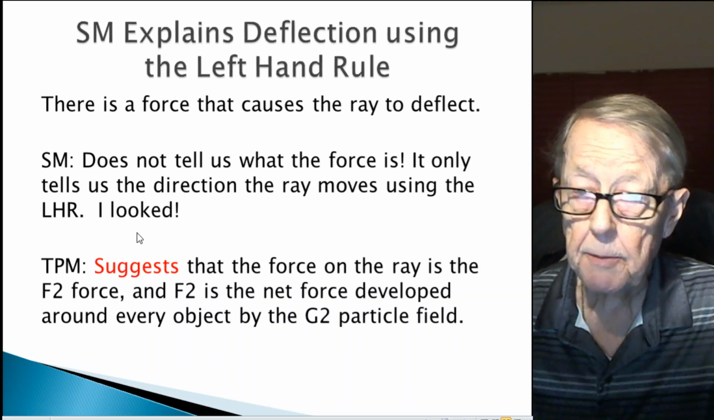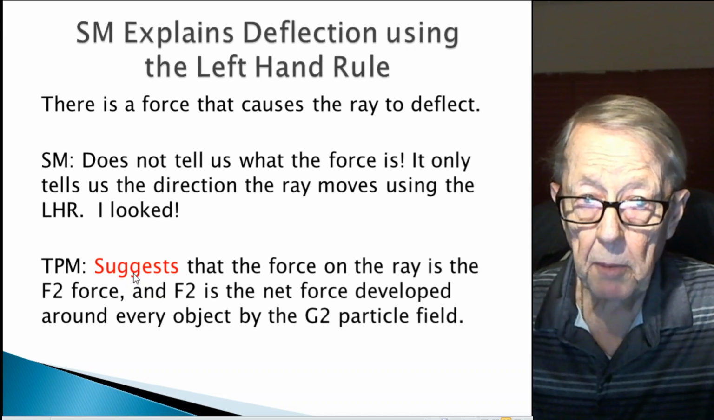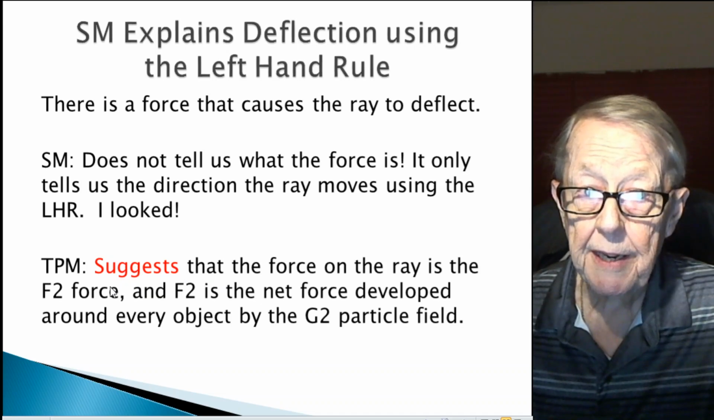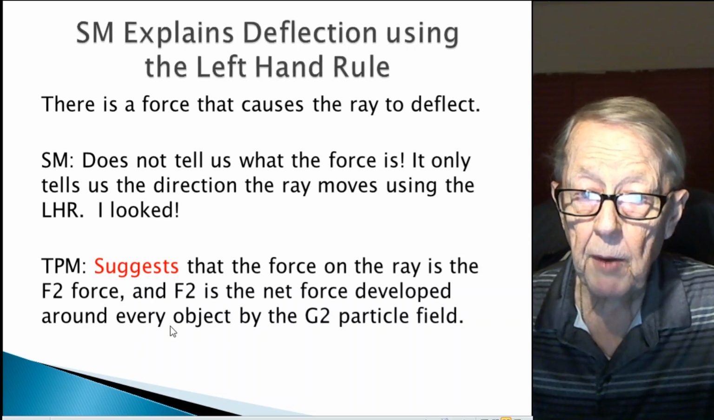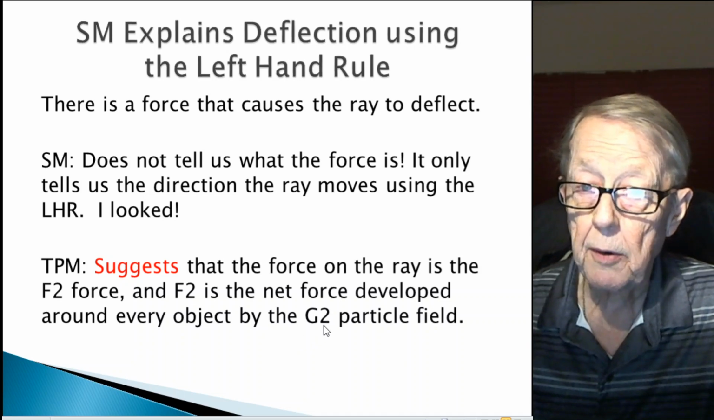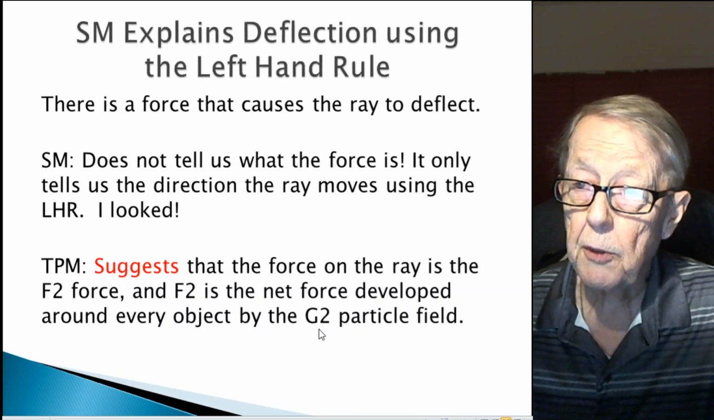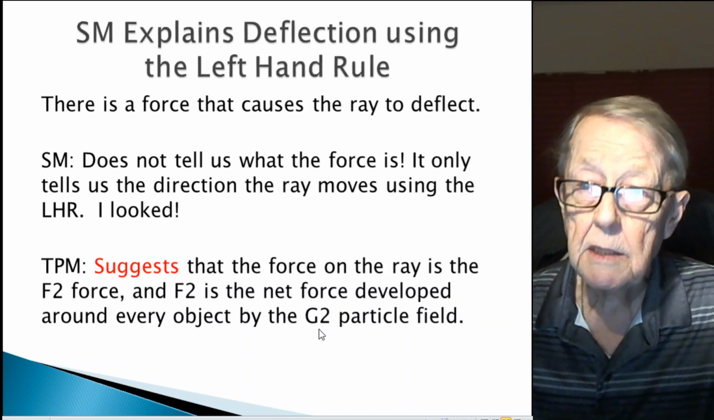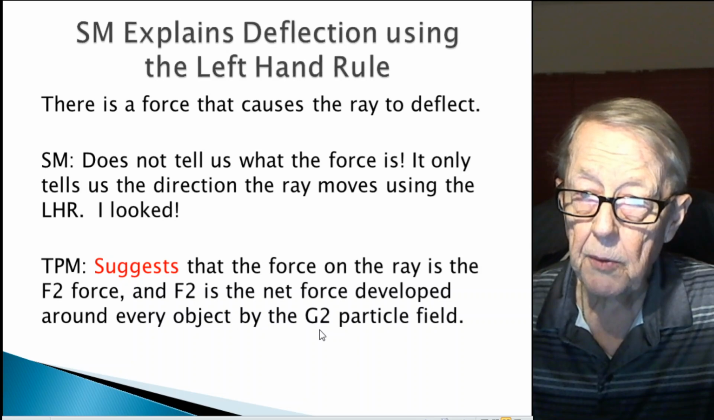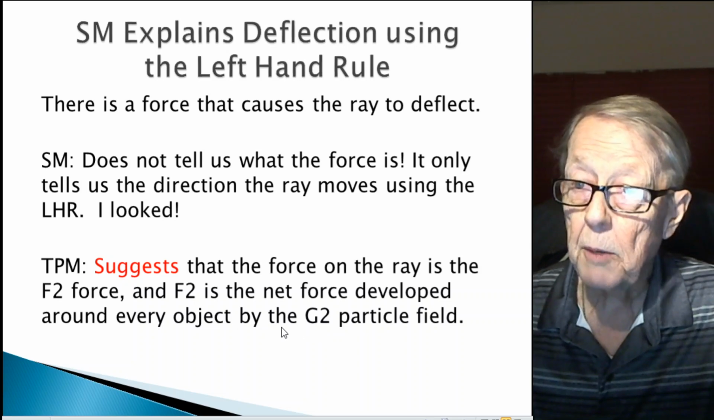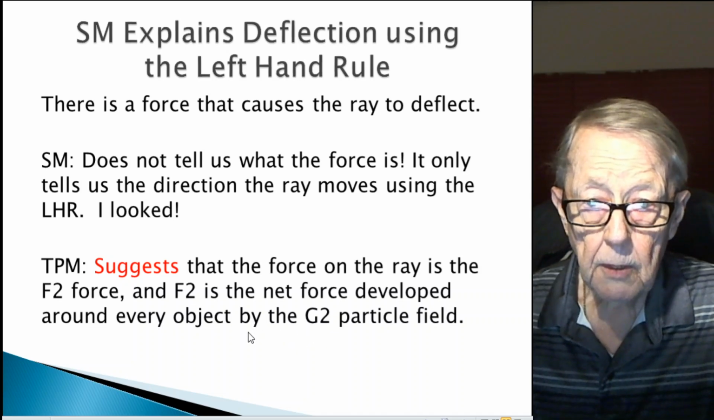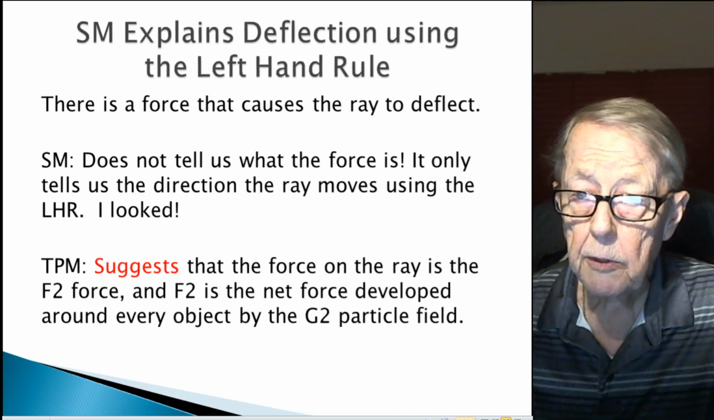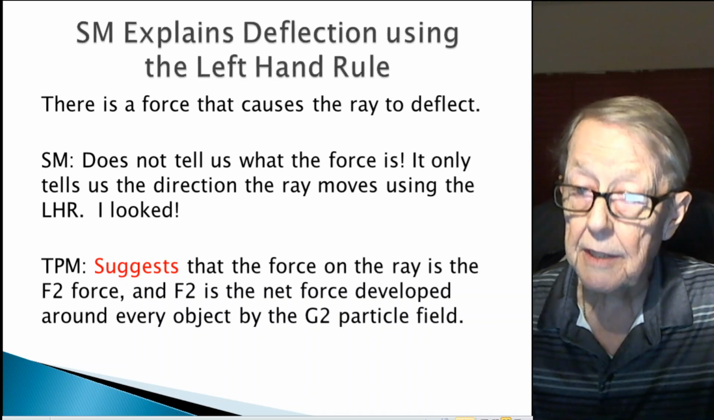You can't find it. The TPM model suggests that the force on the ray is the F2 force. And the F2 force is the net force developed around every object by the G2 gravity particle field. That's the force that deals with the motion of nucleons and electrons, but in the particle model, that's the N1 particle and the G1 particle. So that's what we're going to show in this video, that's how it works and that it matches the left-hand rule.